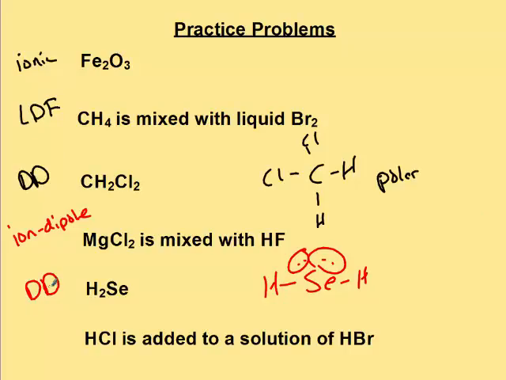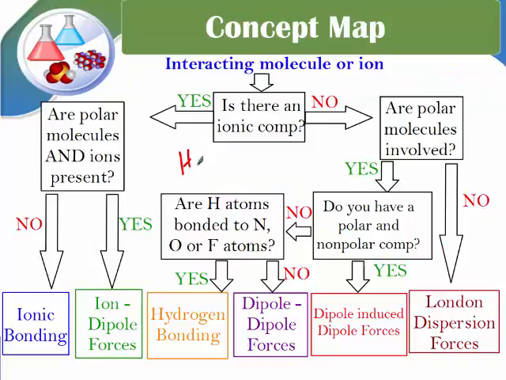And HCl is added to a solution of HBr. So first, is there an ionic compound? No, no metals. Do I have polar molecules involved? I have one bond, and that bond is not between the same element, so this one's polar. This one I have one bond, and that bond is polar because not the same element. So yes, I have polar molecules.